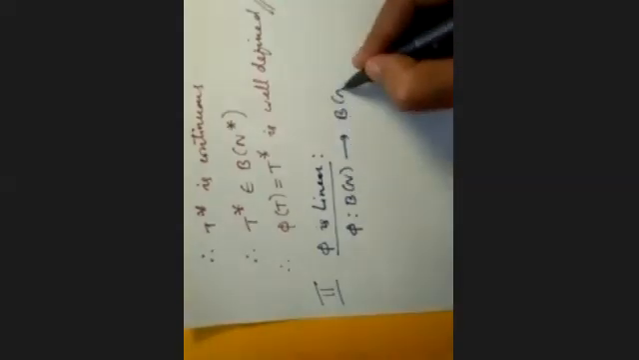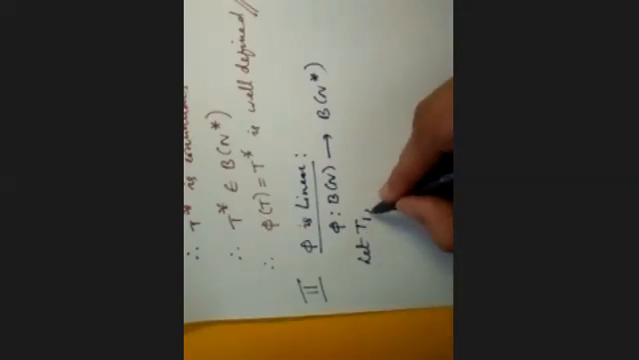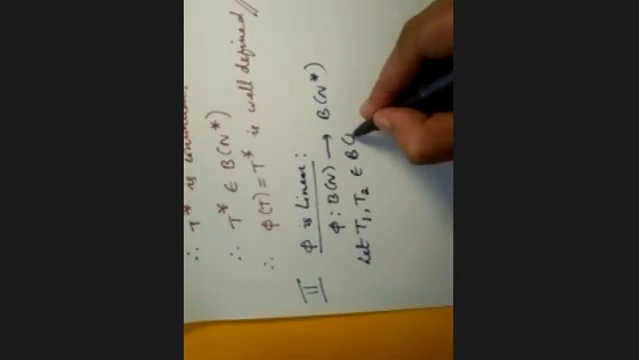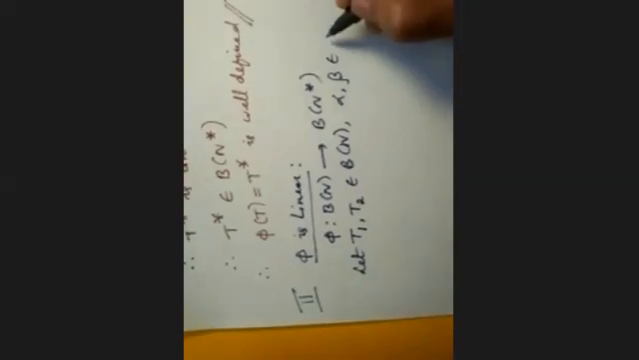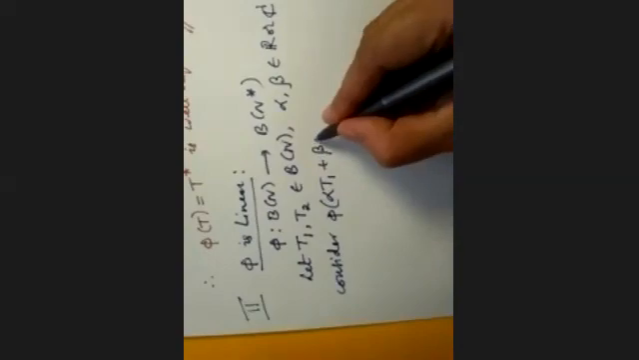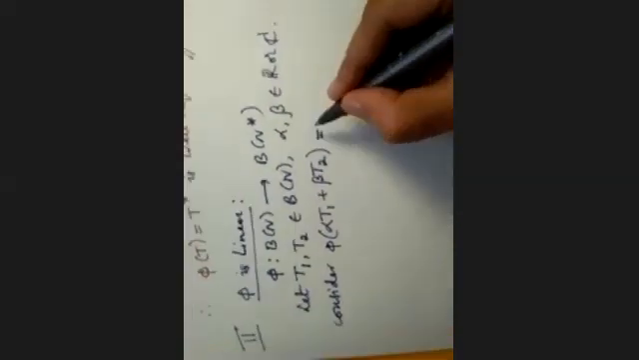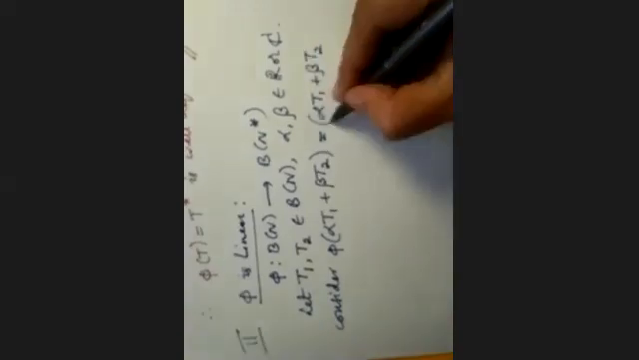Phi is a function from B(N) to B(N*). So let me take two operators T1, T2 belonging to B(N), and two scalars alpha, beta belonging to R or C. Now consider phi of (alpha T1 plus beta T2). This is equal to, by definition, (alpha T1 plus beta T2) star.